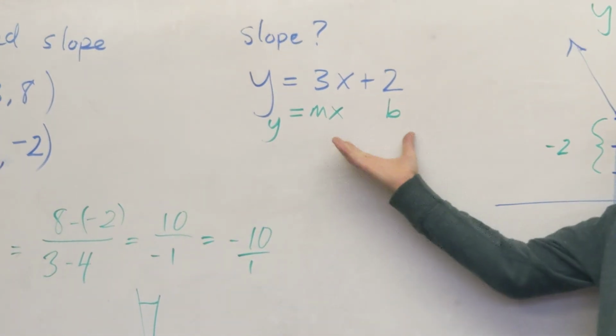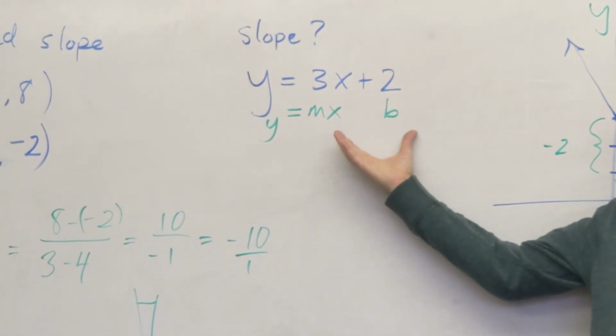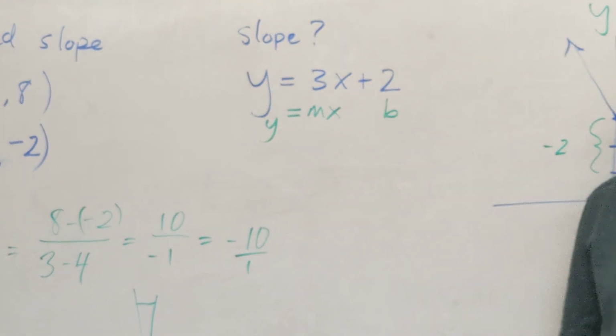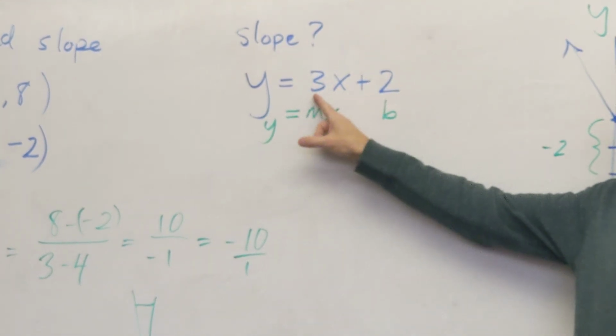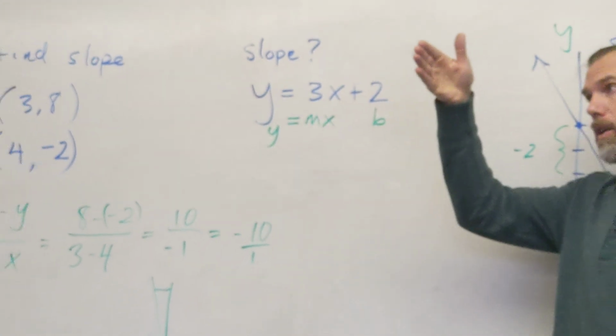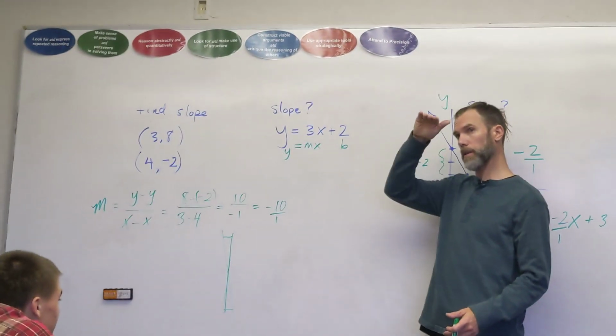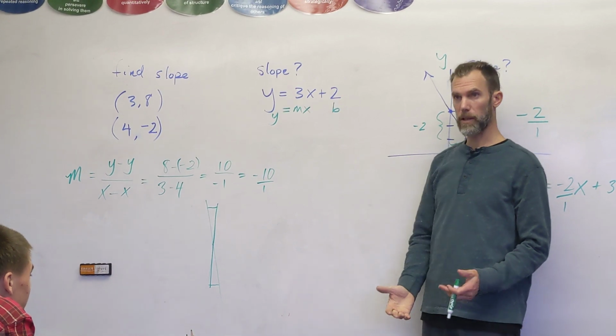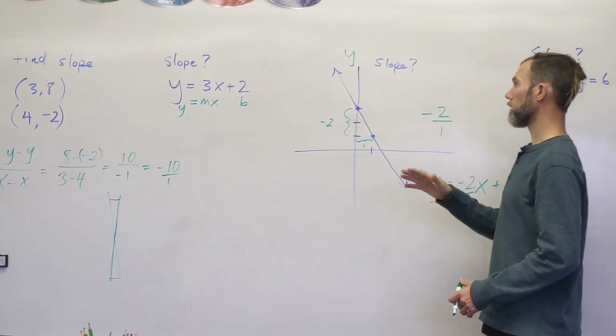So this is probably the easiest question. You just look in front of x and you see it's 3. Yay! And that's the slope. If I wrote this as a fraction, what would it be? 3 over 1. Yeah, up 3 over 1. Okay, so this line is going uphill. So that's the slope of that one.